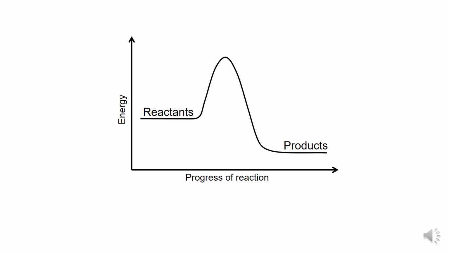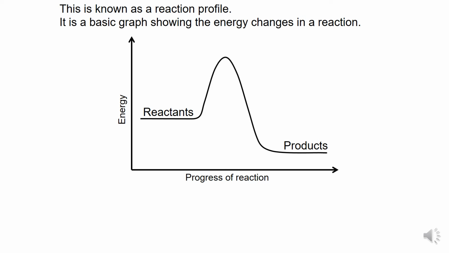Okay, I put energy on the y-axis and I've put progress of reaction on the x, although to be perfectly honest, you don't need an x-axis on this at all because it is just a sketch graph. So you sometimes find that there's no x-axis on diagrams of these. And this is known as a reaction profile. Okay, it shows us just the energy changes occurring in a chemical reaction. And it's a really basic graph.